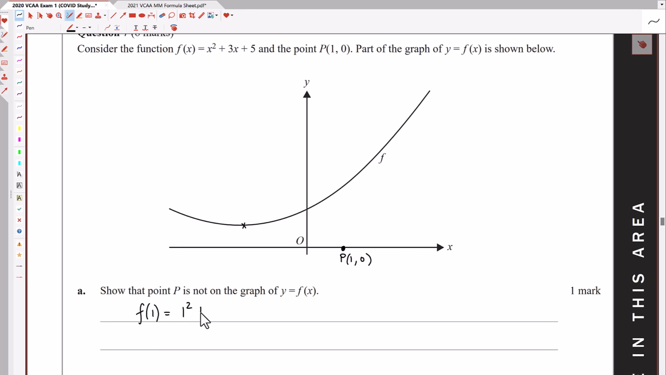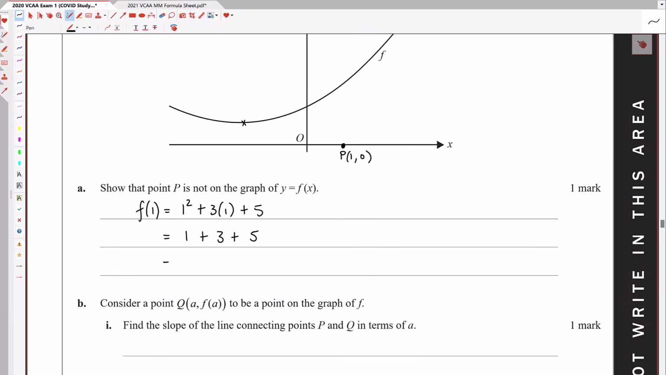So let's be explicit here about how we do f of 1 and what that actually means. So that's 1 plus 3 plus 5. Let's try and get your handwriting a bit neater than that. 1 plus 3 plus 5. And so that is 9. And so therefore, since f of 1 does not equal 0, the point P, (1, 0), is not on the graph.